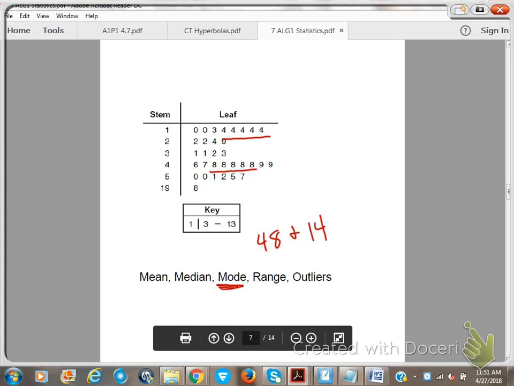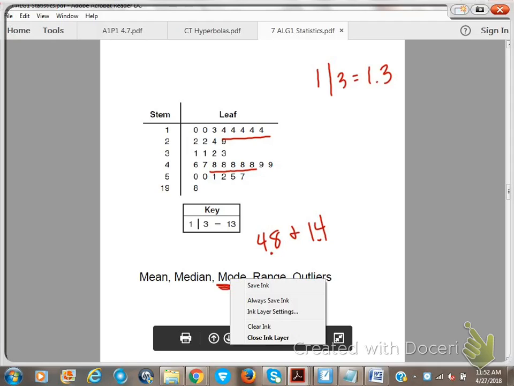But I don't understand where you get 48 and 4. That's what this means. The 4 here is your tens number, and this is the digit. That's why I'm saying the key is very important. So this is a 10 spot, and that's the one, so that makes it 14. If the key had been written that 1 line 3 meant 1.3, then would this still be 48? No. It would be 4.8 and 1.4. So your key is very important on your stem and leaf.